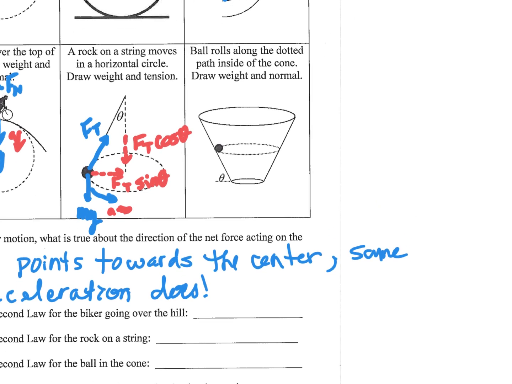Ball rolls along a dotted path inside of a cone. Draw the weight and the normal force. Well, the mass we know, of course, is mg down this way. Normal force is going to be this way, right? But we know that we are going to have some sort of a normal component of that force headed towards the center of that circle. So this is going to be force normal times the cosine of theta, whatever this angle theta is, okay? And then we have a component this way that cancels out the normal force times the sine of theta, that cancels out gravity, okay?